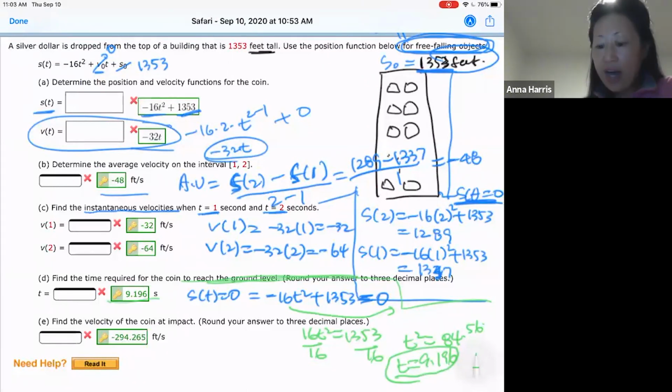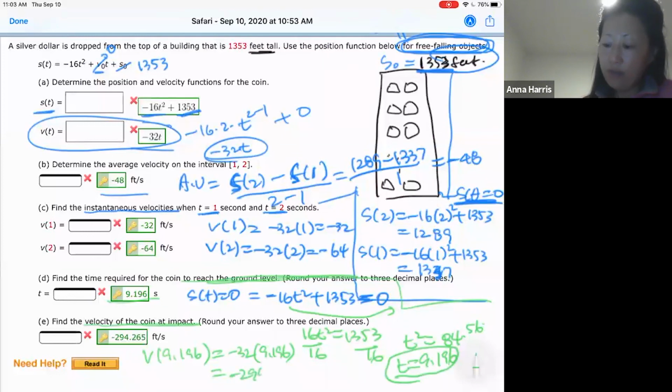Next one, it says find the velocity of the coin at impact. So I'm going to use v of 9.196, which gives me negative 32 times 9.196, which gives you negative 294.265 feet per second.